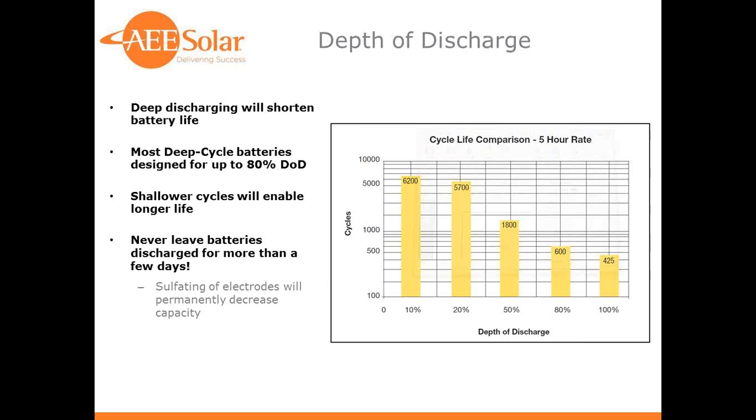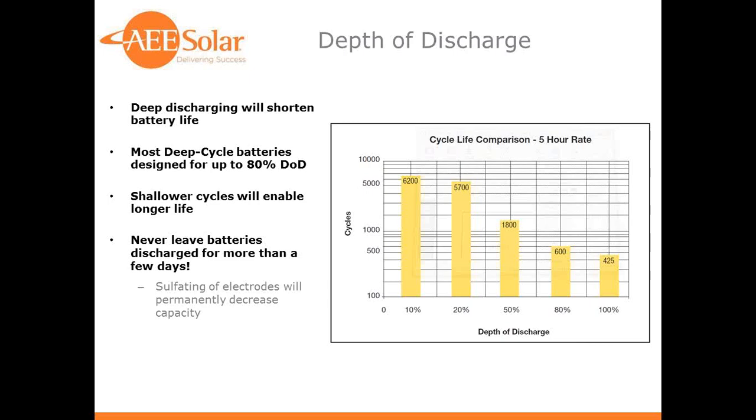Typically, also over a period of time, they will slough off and settle to the bottom of the battery, but that is still active material that was manufactured into the battery that is no longer available for the chemical reaction to produce the energy. So you don't want to do that. You want to make sure your batteries stay charged as much as possible.